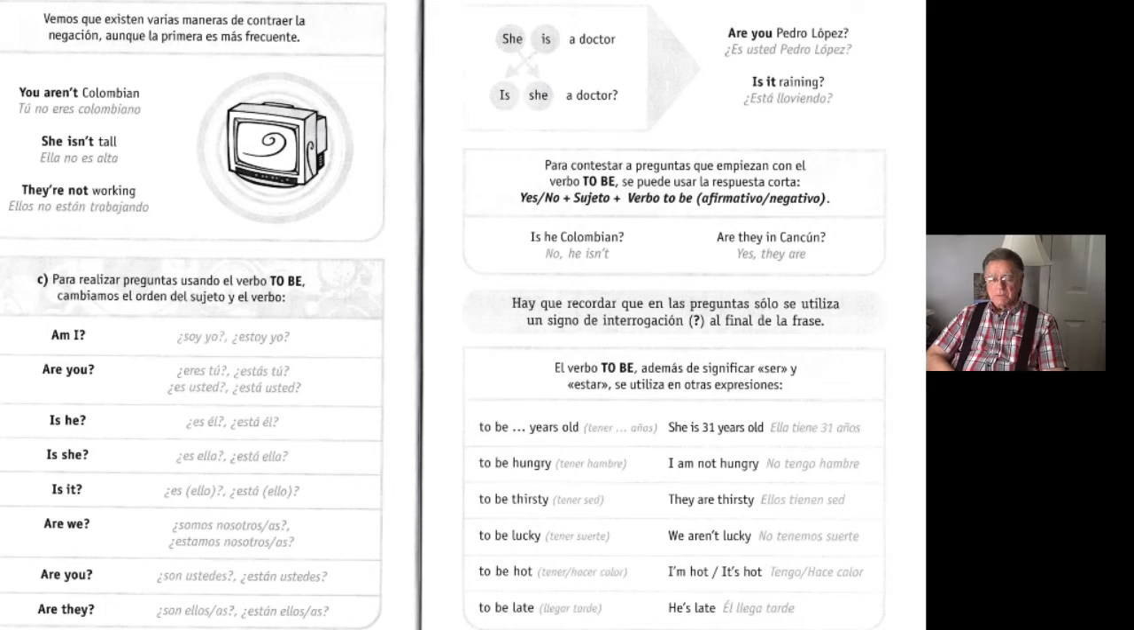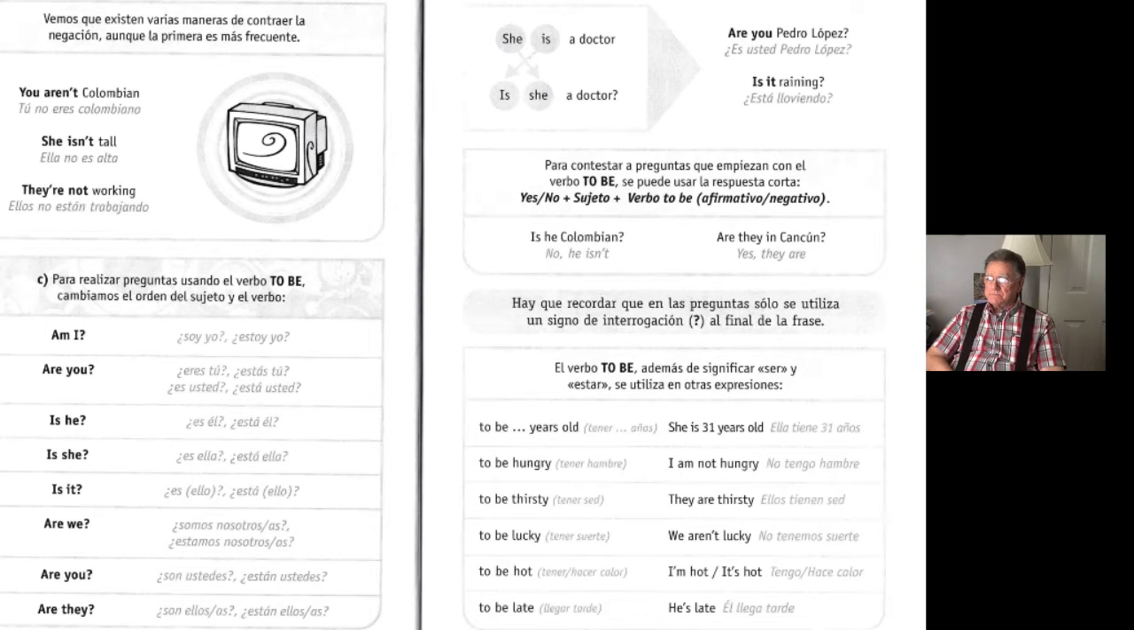Is, plural of is, are. In Spanish it's ser, the right form of ser. And oftentimes we don't need the subject pronoun. In Spanish, it's usually self-explanatory, but in English we do. So let us continue.